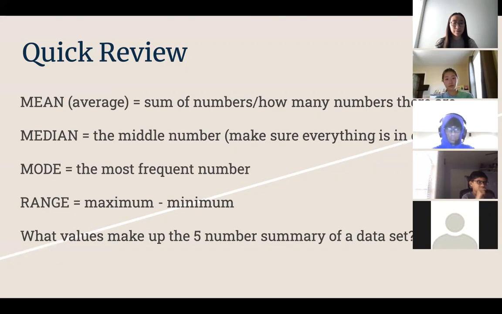And then finally, what values make up the 5-number summary for a data set? Go ahead and put that in the chat.